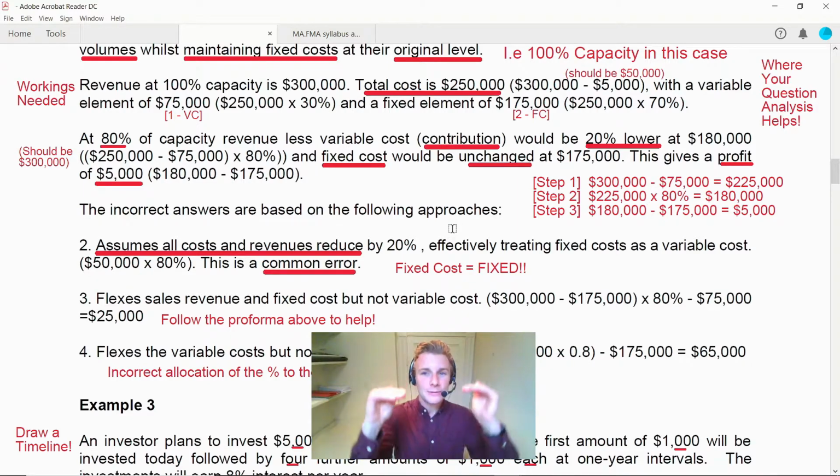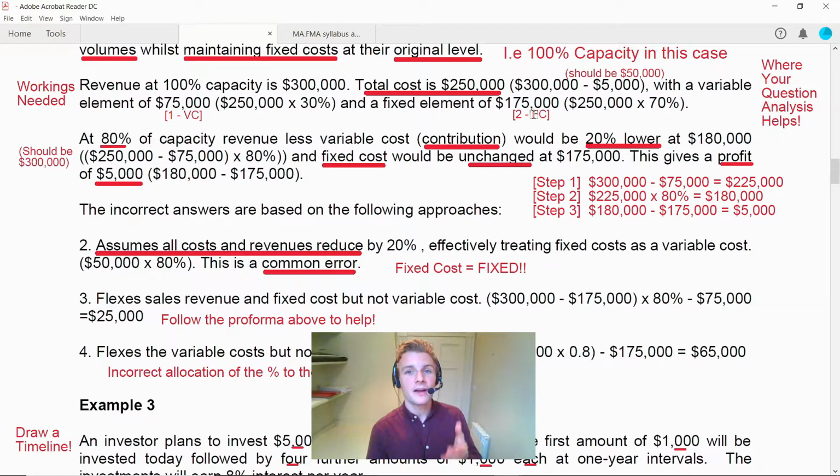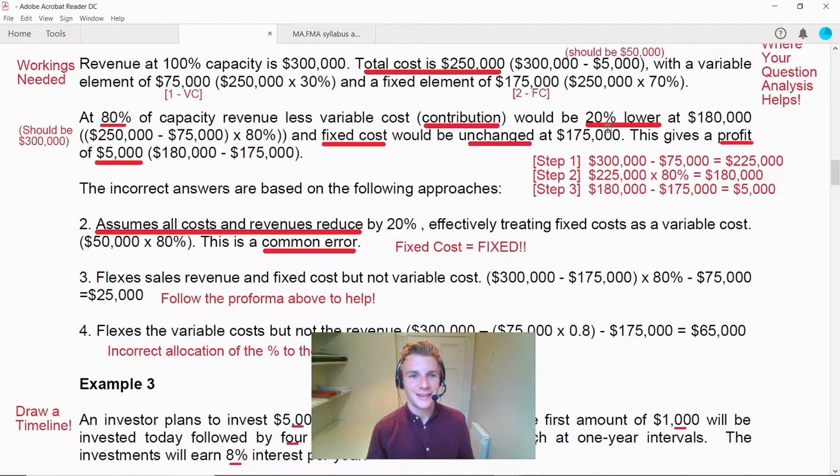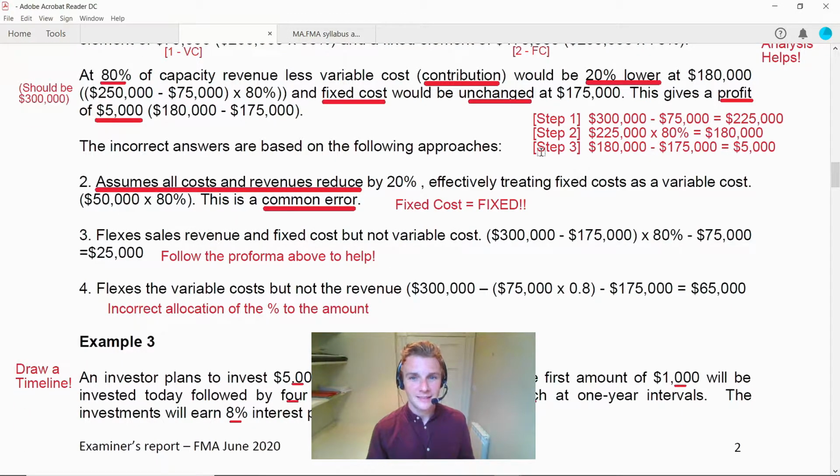Then you've got that 30%, 70%. So notice my notes on the bottom here. Variable cost was 75,000 when we've multiplied it by the 30%, and the fixed element was 175,000. That is going to remain fixed. So the second point there, fixed cost. But that is the figure there, which should be $50,000. Okay. Coming down to the 80% capacity.